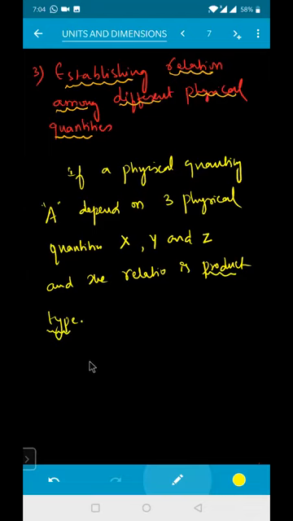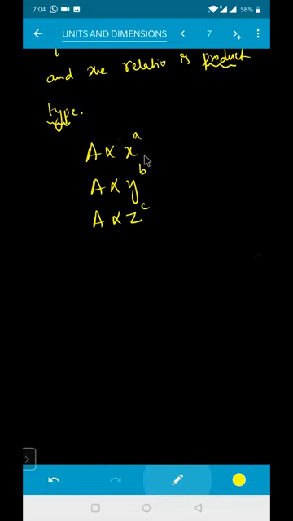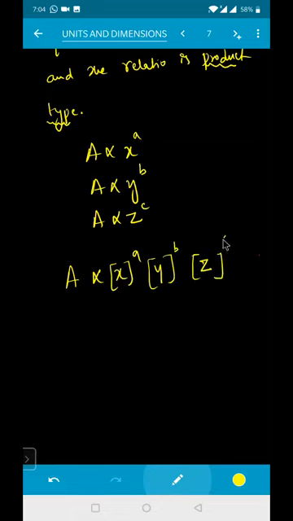So now we can write that A is proportional to X to the power of a, A is proportional to Y to the power of b, and A is proportional to Z to the power of c. You can give the powers anything. It can be 1, 2, 3, or you can give P, Q, R, S also. So combining all that, A is proportional to X to the power of a, Y to the power of b, and Z to the power of c.